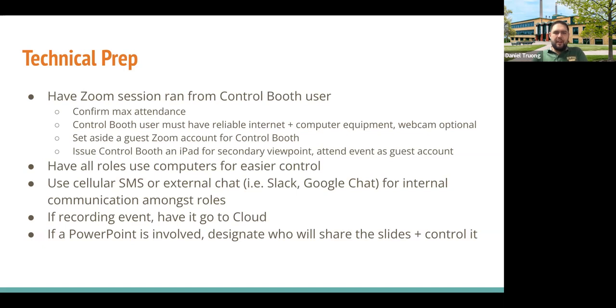When it comes to communication, on the other hand, I recommend that a secondary form of communication is set up. So having cell phones or an external chat, be it Slack or Google Chat, set up on the side, so that amongst the production team, be it the moderators or the host, they can quickly send a message saying, hey, we've got a problem here.